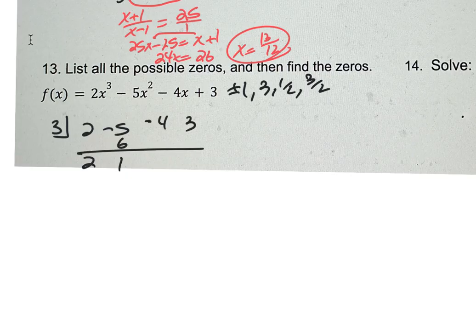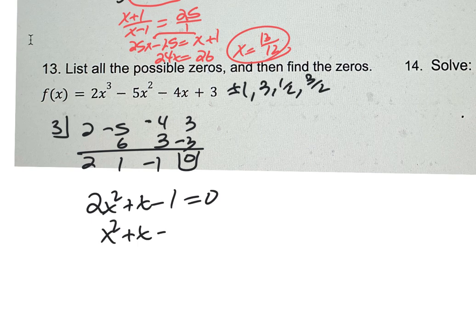3 times 2 is 6. Add them up. 3 times 1. Add them up. Yep, I like the 3 a lot. That leaves me this, 2x squared plus 1x minus 1. Got to solve that to get my other two answers. You know what? I just looked at slide by slide in my head. It looks good. If I slide that 2 over, it looks like that. Factor it. I get x plus 2, x minus 1.